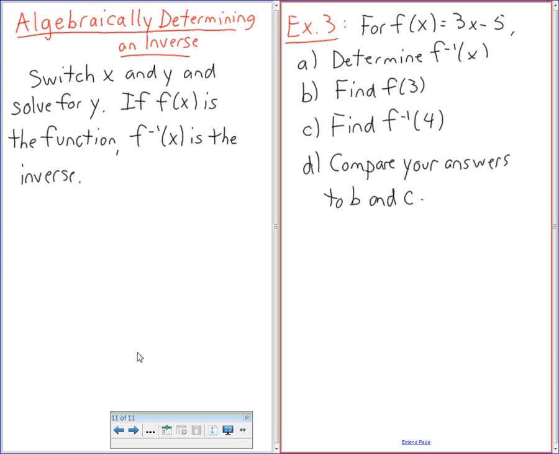Okay, so it says for f of x equals 3x minus 5, A, determine f inverse of x, B, find f of 3, C, find f inverse of 4, and D, compare your answers to B and C. Could someone be brave and tell me what the first step in algebraically finding an inverse is? Switch your x and your y. Good. Now, Quinn, there's a problem with that. If my equation is f of x equals 3x minus 5, what's y? So how do we deal with that?